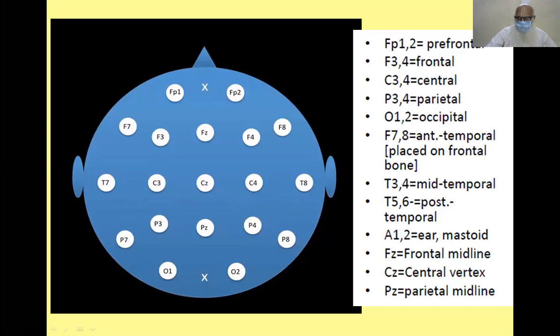T3 is so temporal, but maybe you don't see it in this particular part. And P5, 6 also are not there. A1, 2 is not shown here; these are the oral, ear, and mastoid electrodes. Then SZ, CZ, and PZ are between these.